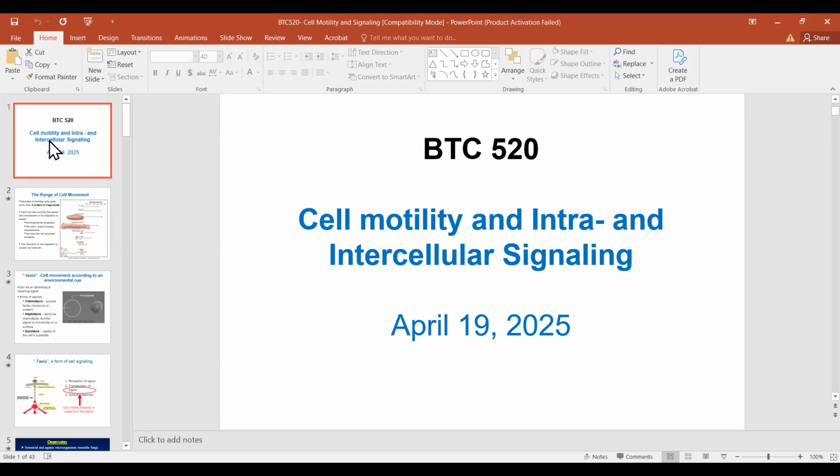tubulins, and inside the cell, actins and tubulins together work, and cell motility occurs. So this is all about today's lecture.